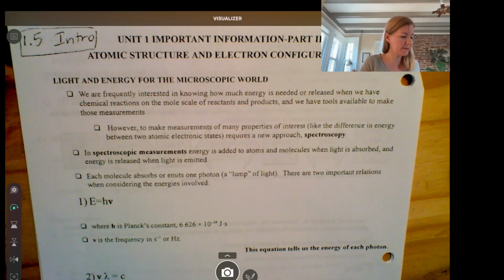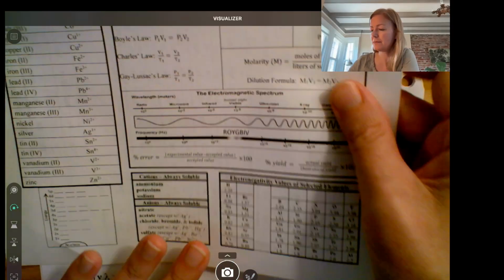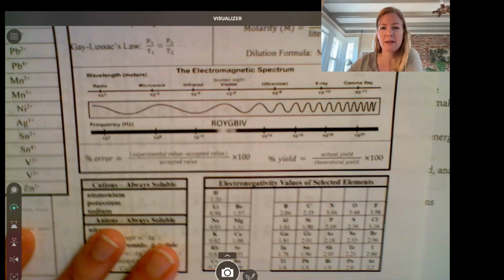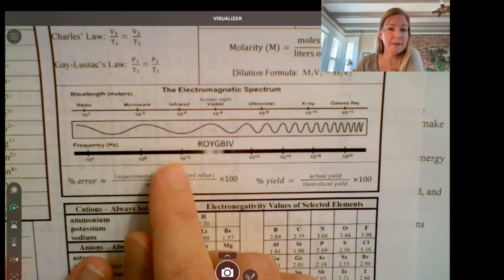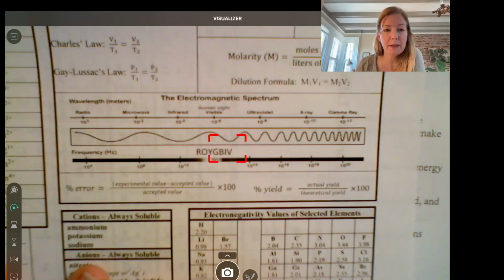So I'm going to show you something that is not in your packet, but that will help tie what I'm saying back into maybe what you've learned in the past. Okay, this is not in your packet. This is just kind of filling in some background information. So you may have in the past, or maybe not, which is okay, learned about the electromagnetic spectrum.